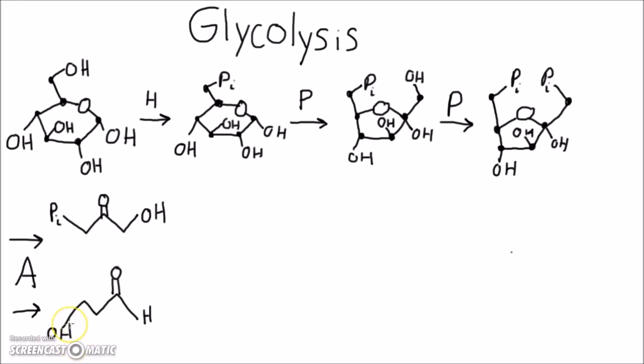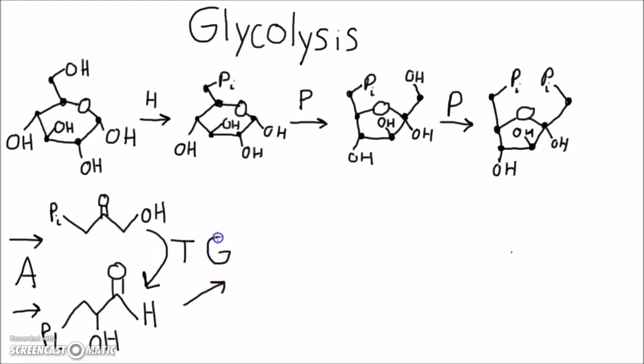So it's an aldehyde group. So it's a double bond O and an H hanging off of that carbon. And in the middle we have OH, and on the left we have phosphate. And the ketone is converted to the aldehyde using triose phosphate isomerase.